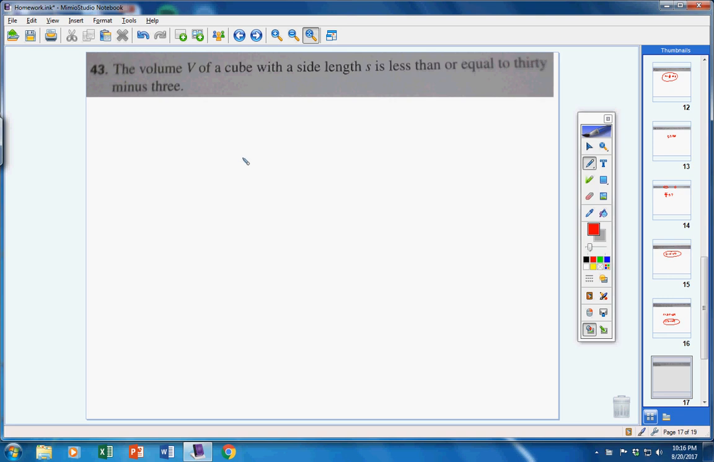Now, students, this problem could be a little confusing because you see a couple different variables here. But let's just read this, okay? Let's be careful here. V is less than or equal to 30 minus 3. V is less than or equal to 30 minus 3. And that is the correct answer.